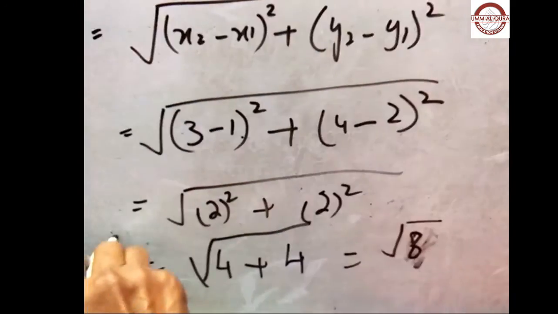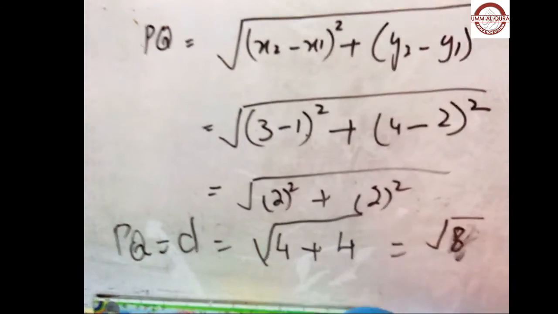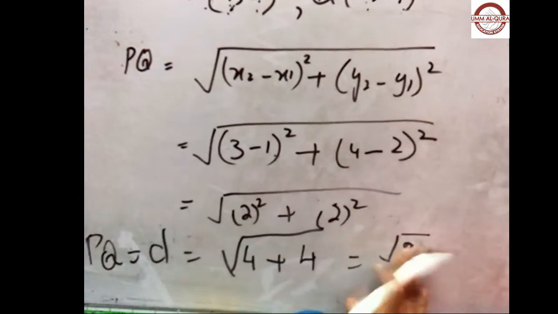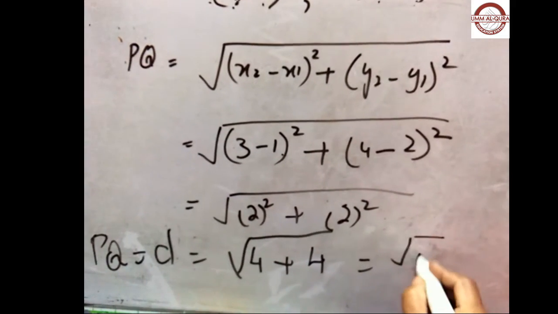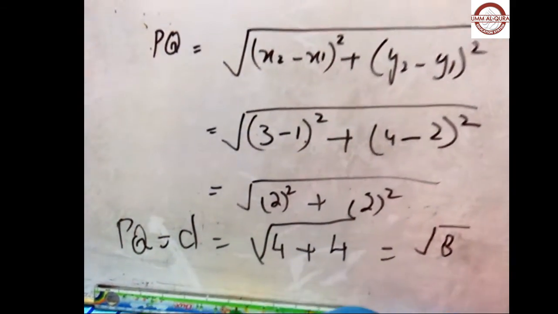This is the distance between P and Q. So we can find the distance between 2 points like this. This is the formula for finding the distance between 2 points.